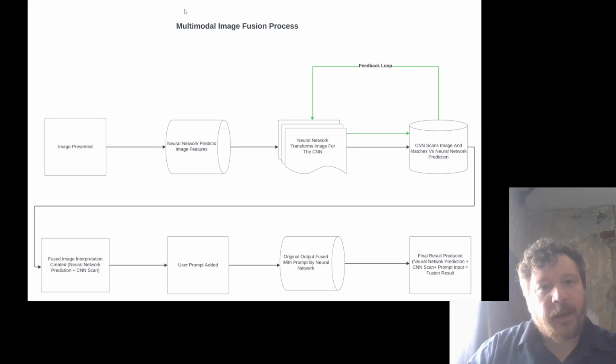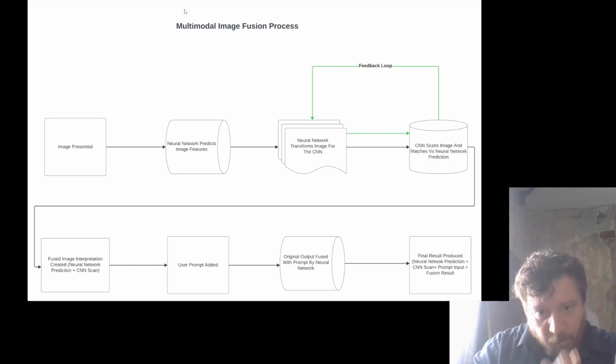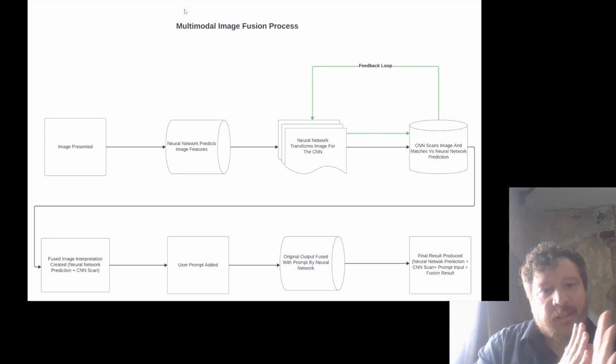So what we're looking at here is the multimodal image fusion process. When you present an LLM with an image and say, hey, describe the image, it's not just a 1-2 step process. It's not like the model just takes the image in and then describes it. So I wanted to map out what exactly happens within that.